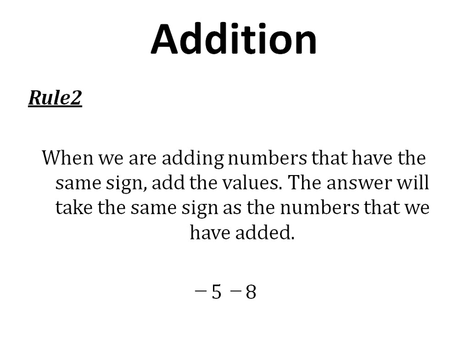So then, in the context of adding directed numbers, we may use the positive sign or the negative sign to indicate that we are adding, and it is the direction in which we are adding that makes a difference. So here we are adding numbers that have the same sign. As the rule says, when we are adding numbers that have the same sign, add the values. The answer will take the same sign as the numbers that we have added.